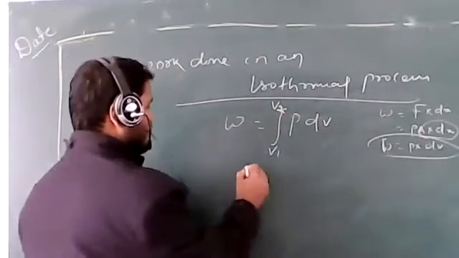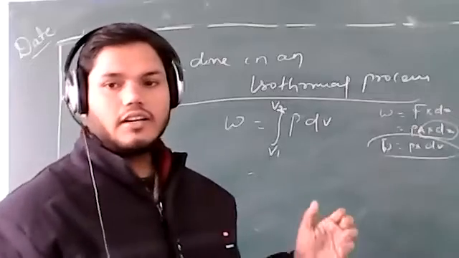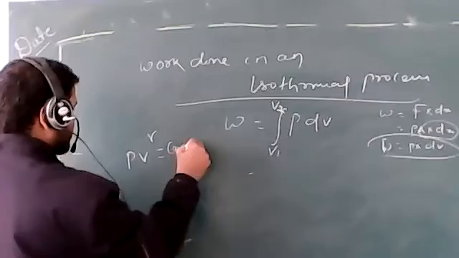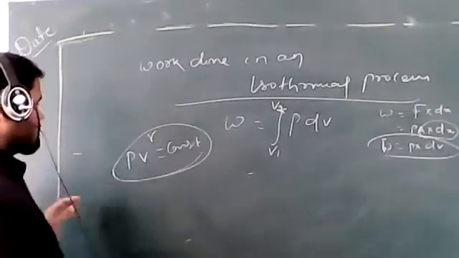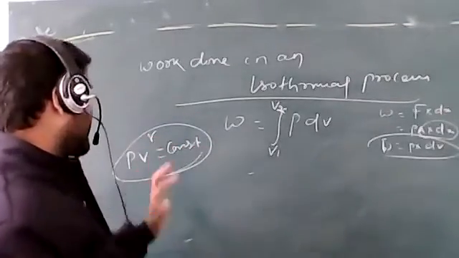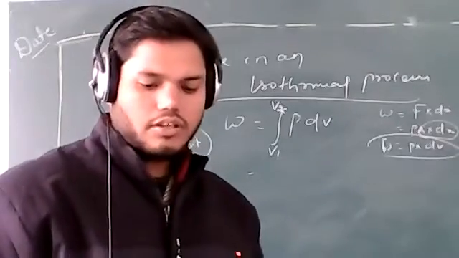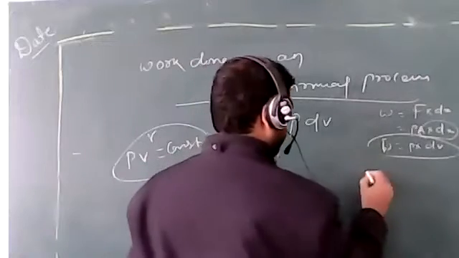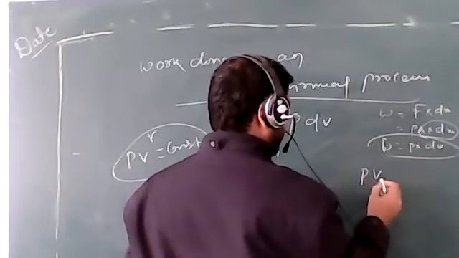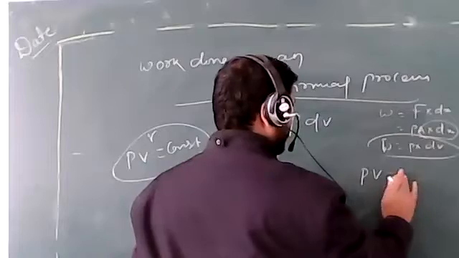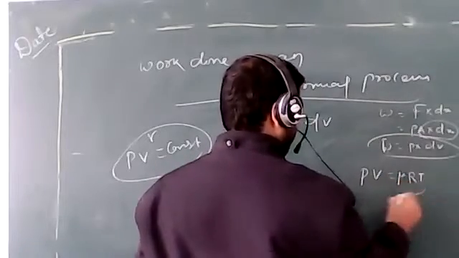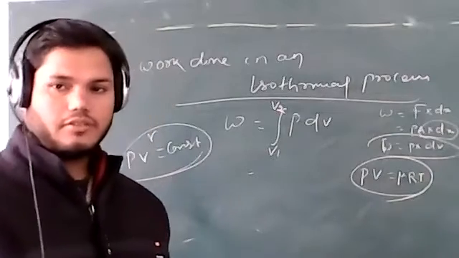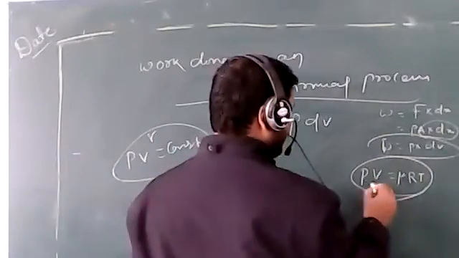Then we already had one relation, PV to the power gamma equals constant. This is for the adiabatic process. But here we already know that PV equals nRT from the ideal gas equation, which you have also learned in chemistry. So PV equals mu RT.